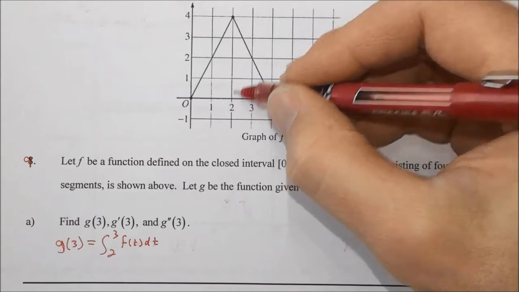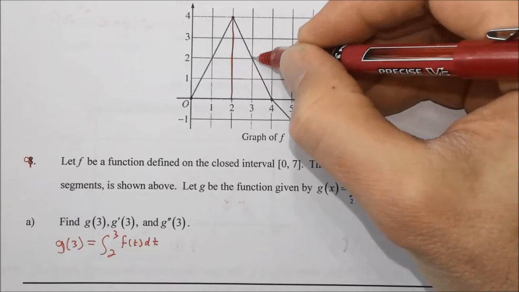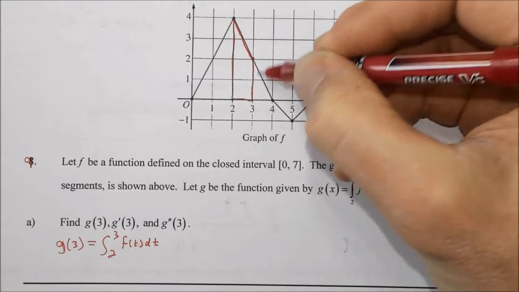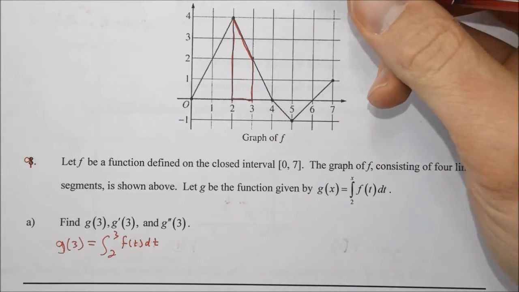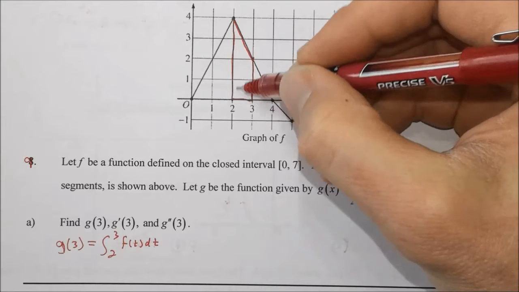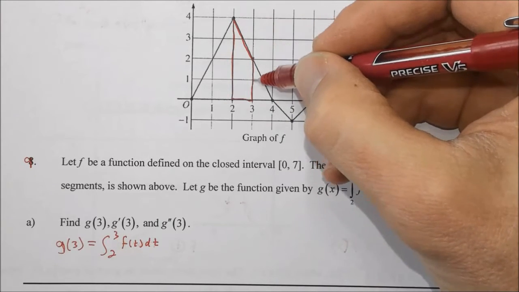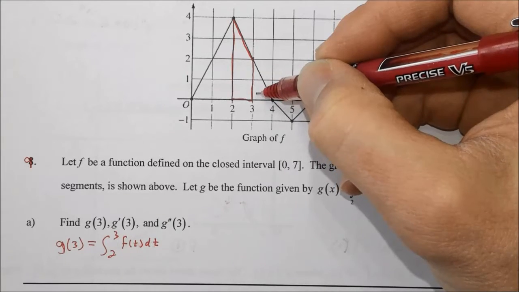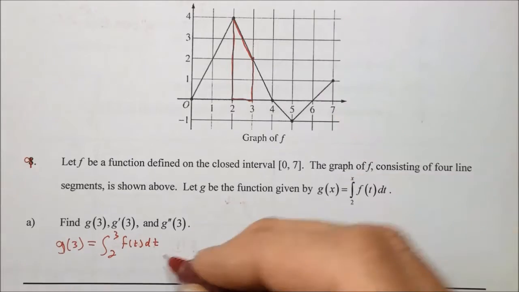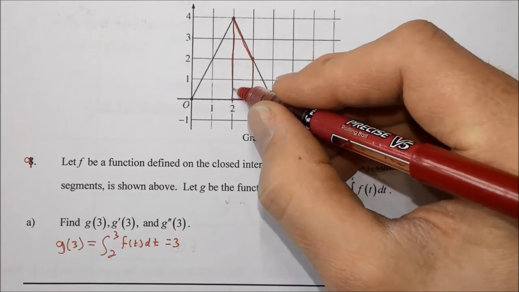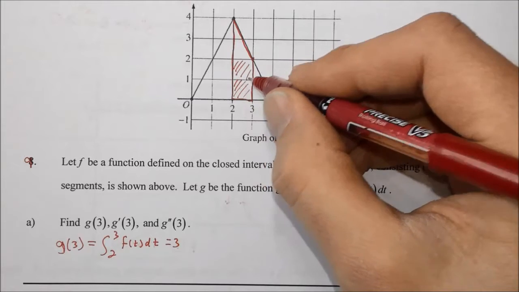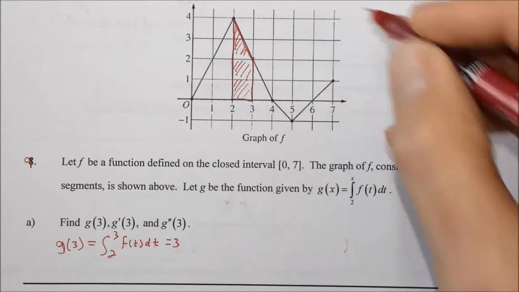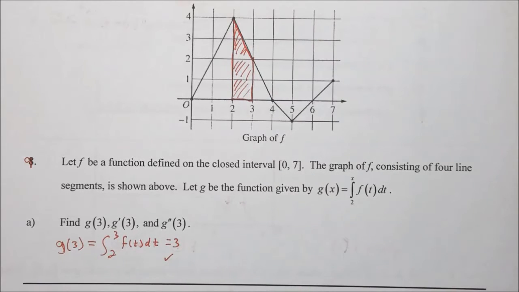So here's 2. Here's 3. We need the area of the region in between. Right, we've got a trapezoid, so you can do the trapezoid rule. Base of 1. One height is 4. The other height is 2. 2 plus 4 is 6. We want half of that, so we get 3. You could also say 1 block, 2 blocks, and if we flip this over into that region right there, we have our third block. So that would work as well. Either way, g of 3 is 3.